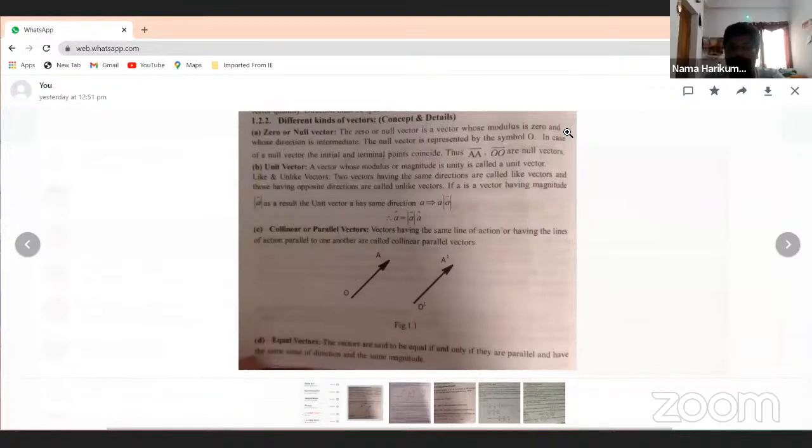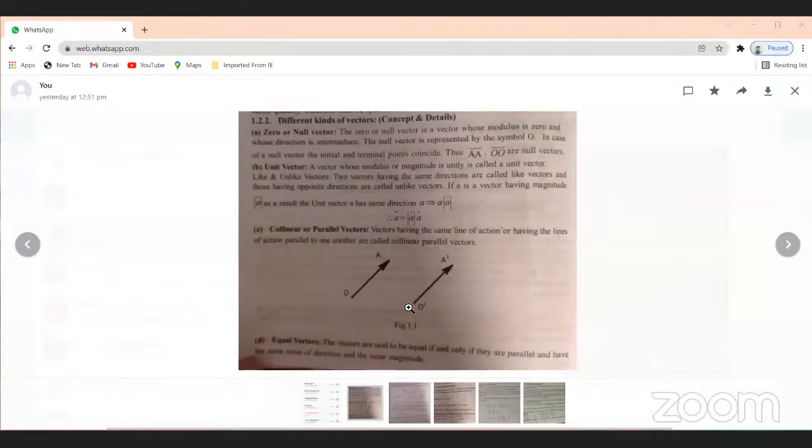One more condition is there: the same direction. In OA and O dash A dash the propagation is moving from down to up. So in the two vectors also, these are parallel vectors. Is it clear? Any doubt? You can write it.